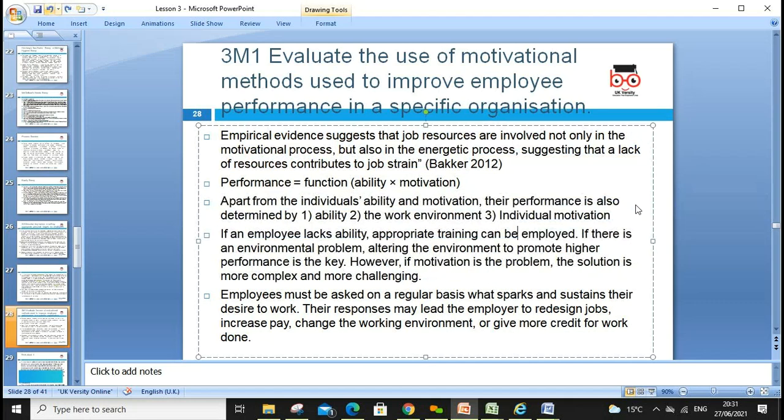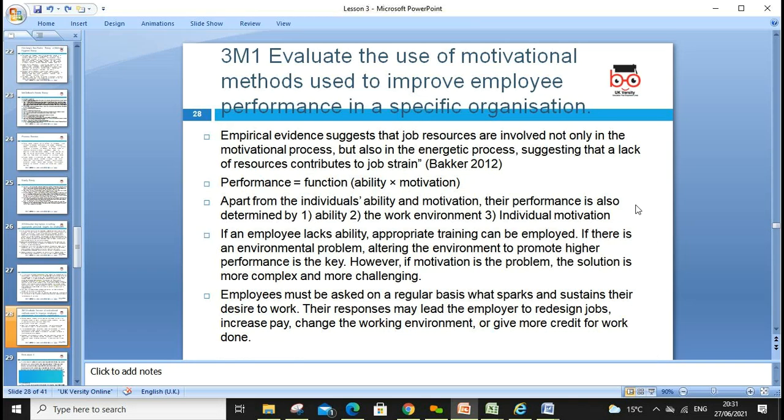Empirical evidence research shows, according to Baker and various other authors, that apart from individual ability and motivation, performance is also determined by the work environment. A problem there implies a lack of ability, and appropriate training can be applied. If there is an environmental problem, altering the environment to promote higher performance is the key.